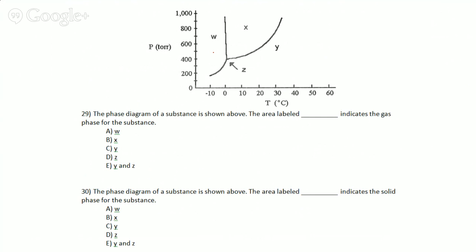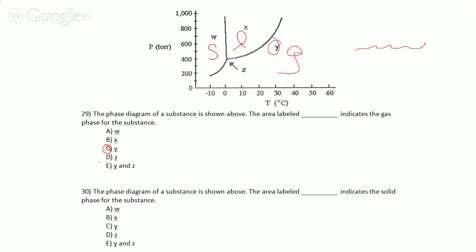29, phase diagram of substance shown above. The area labeled blank indicates gas phase for the substance. So again, you got to remember colder parts. This is an easy way to remember. Colder is the solid. So solid's over there, and then way out over this way would be the gas, and then what's in between, the liquid. So phase, the area labeled blank indicates gas phase. Looks like they're talking about Y.